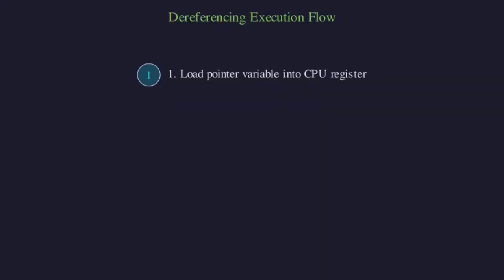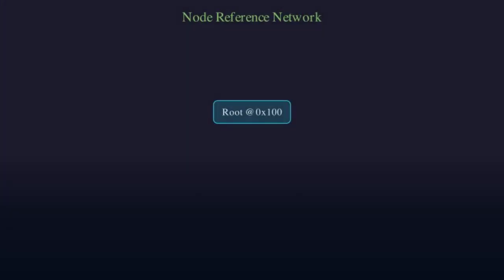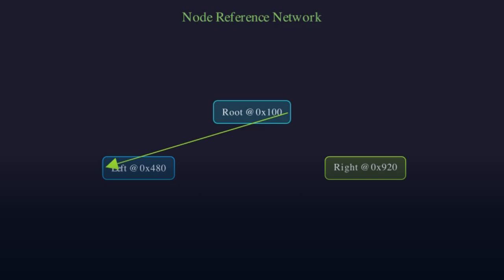Dereferencing is the runtime process of following a pointer's stored address to read or write the underlying value. The CPU pauses momentarily to perform an extra memory fetch cycle during every traversal. Non-contiguous structures like trees and graphs rely entirely on inter-node references. Managing these references requires meticulous tracking to prevent infinite loops or orphaned memory branches during updates.